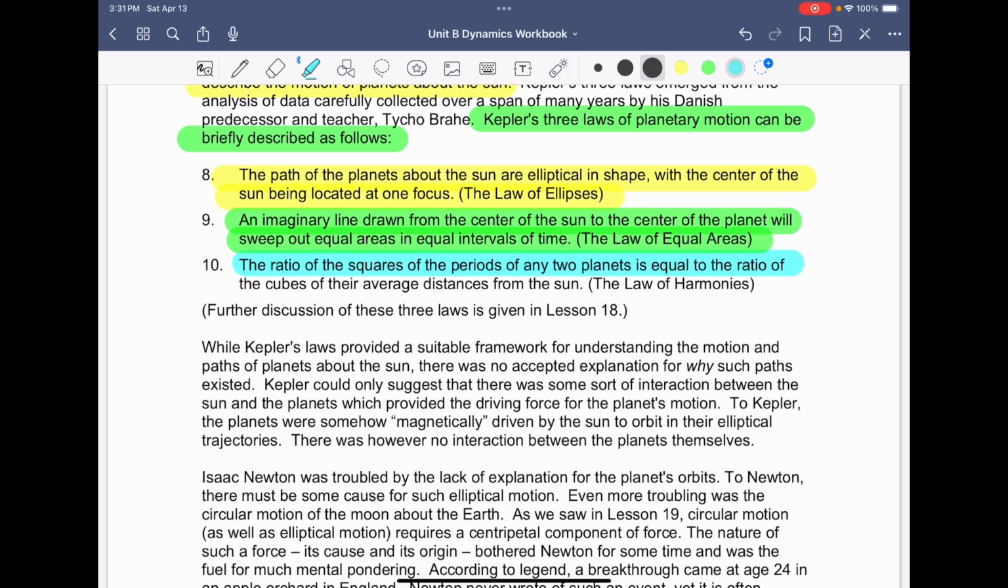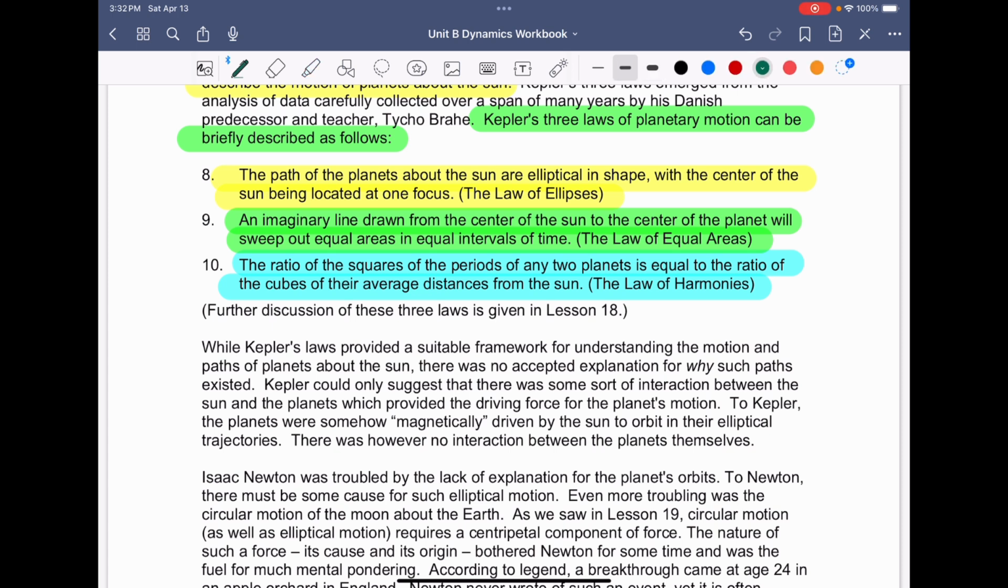Last one is this one here. The ratio of the squares of the periods of any two planets is equal to the ratio of the cubes of their average distances from the sun. So essentially what this means is that we can create these common ratios.